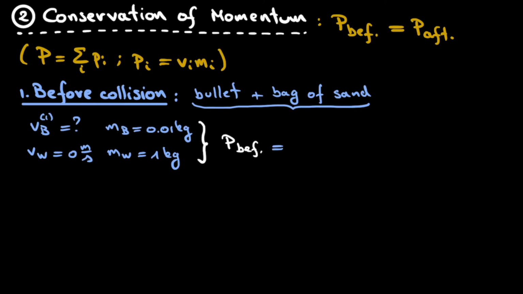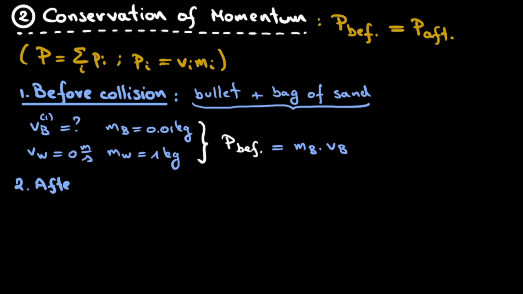This will simply be the momentum of the bullet, which is the mass of this bullet multiplied by the velocity of the bullet, and again, this one we don't quite know yet, plus the momentum of the bag of sand, which is the mass of the bag of sand multiplied by the velocity of the bag of sand. But we know that this one is 0, so this second term simply drops. And therefore we know that the total momentum of the system before the collision is simply the momentum of the bullet. And this makes sense because it's only the bullet that is actually moving. The bag of sand is just hanging there, waiting to be penetrated by a bullet.